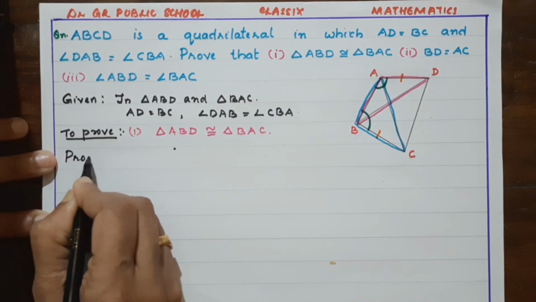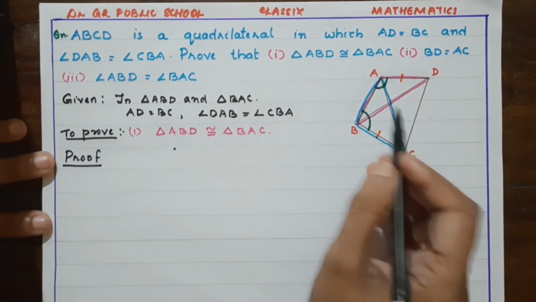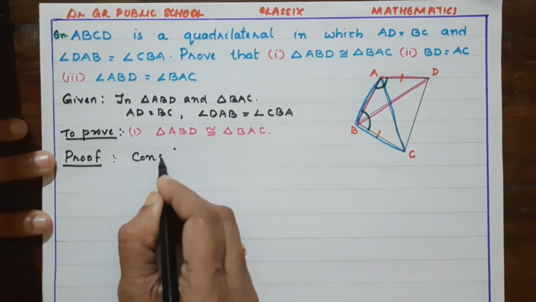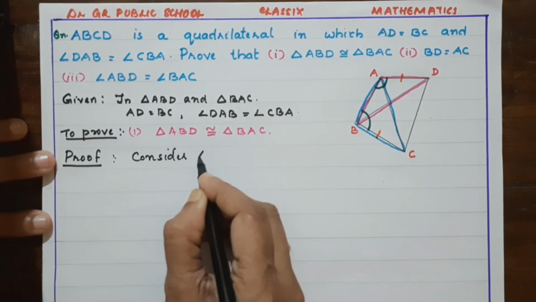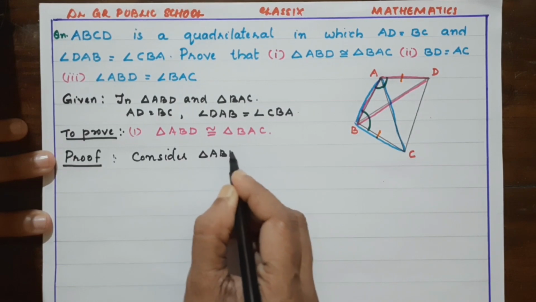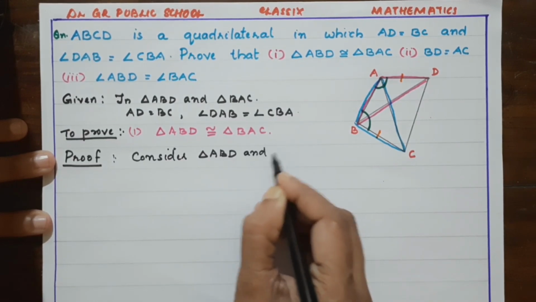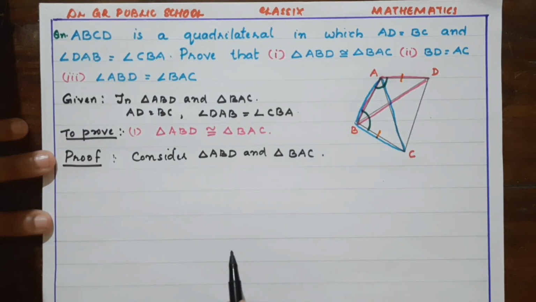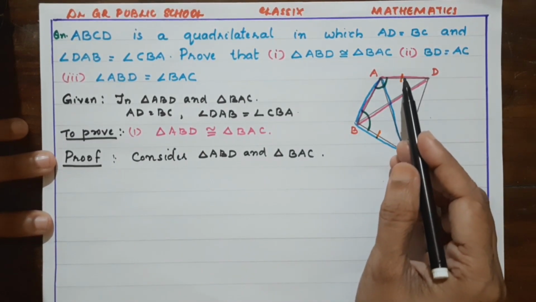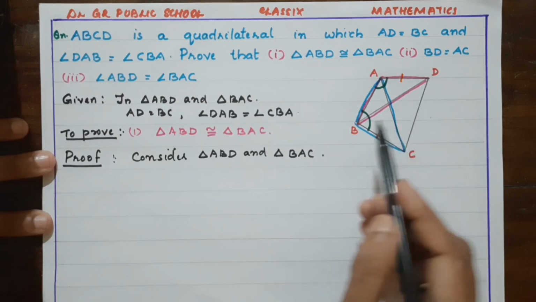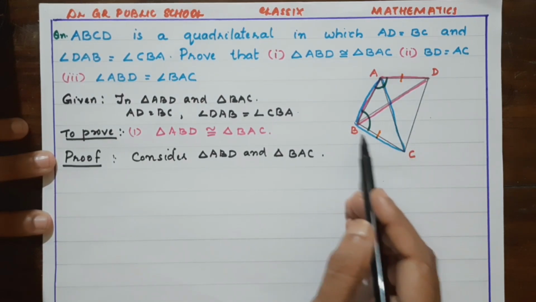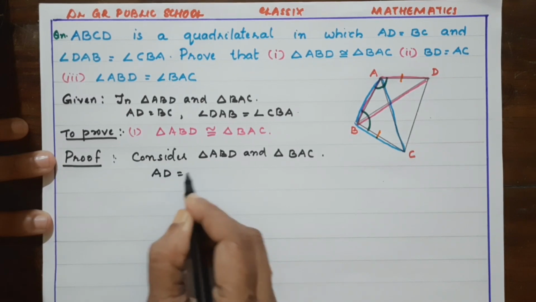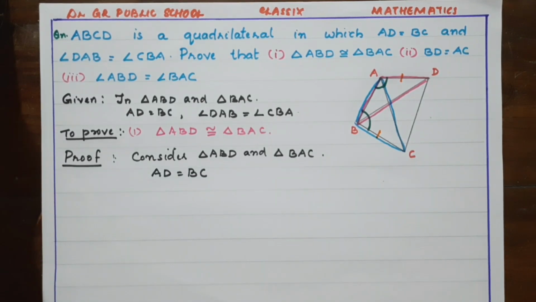So, we can write proof. For proving the congruency, we have to consider these two triangles. So consider triangle ABD and triangle BAC. Okay. So what equality have we seen now? AD is equal to BC. That is given, isn't it? So AD is equal to BC. It is given.